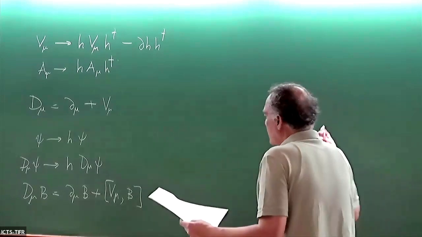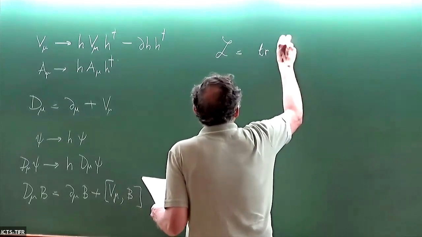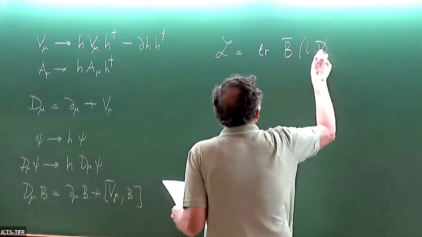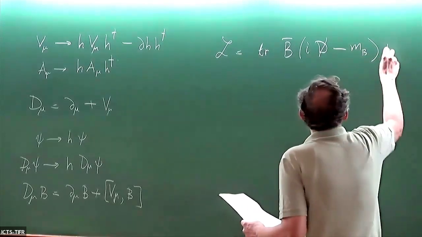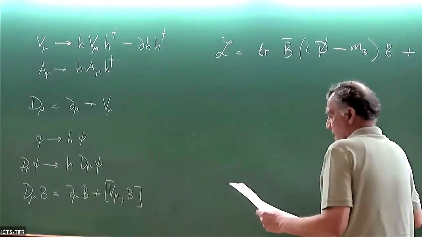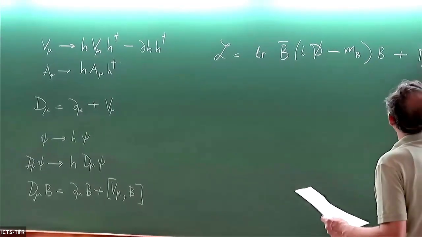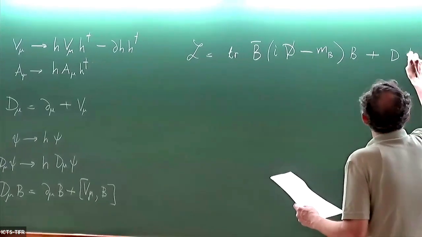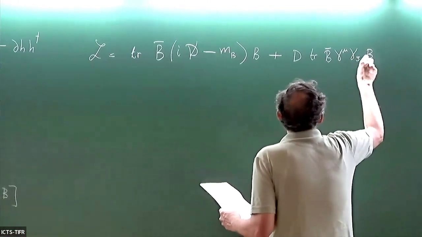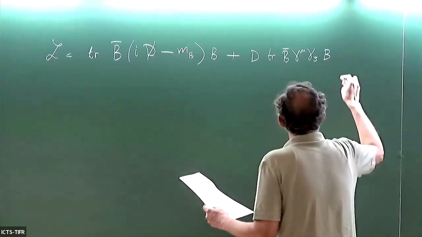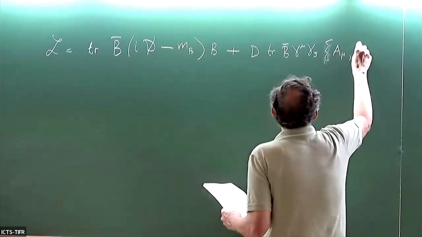So now I could try and write down the chiral Lagrangian. For example, I could have the trace of B bar iD slash minus the baryon mass times B. And then the standard notation is that there's a coupling constant D, trace of B bar gamma mu gamma 5 times the anti-commutator of A mu with B.